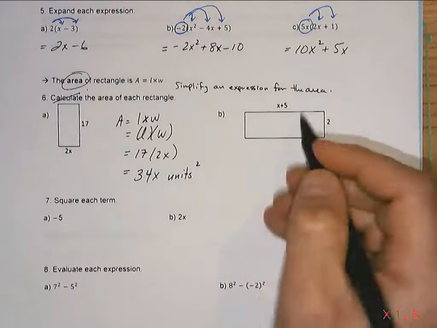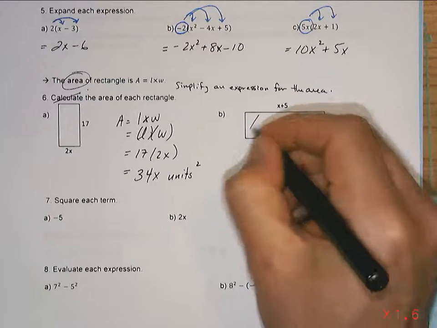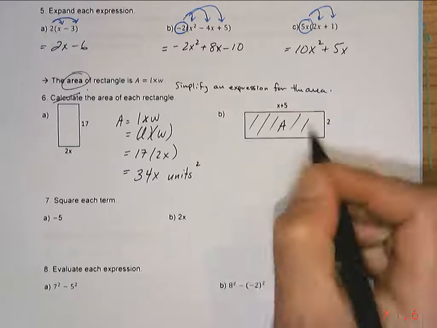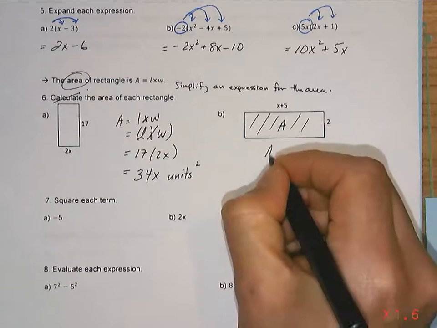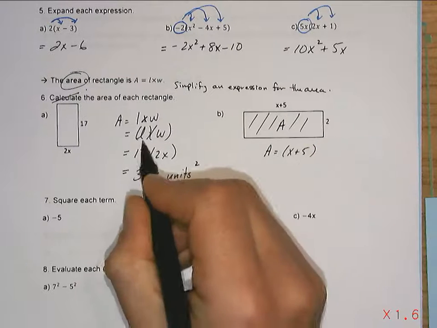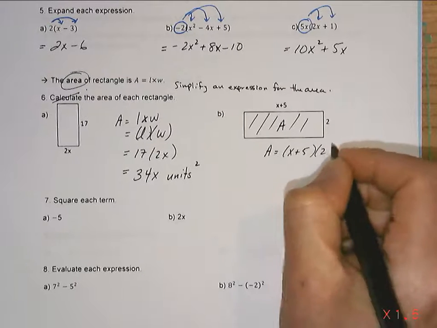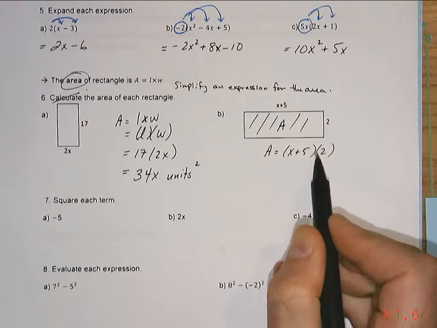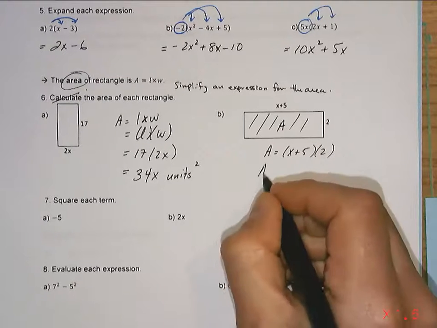Okay, so here we go. We got another one. So we're after the area. Now remember, the area is this part, right? So it's going to be length times width. So area equals length, x plus 5, and I put it in brackets like I did here, times 2. Now, this is set up a little bit differently than the other ones. All the other ones have looked like this.